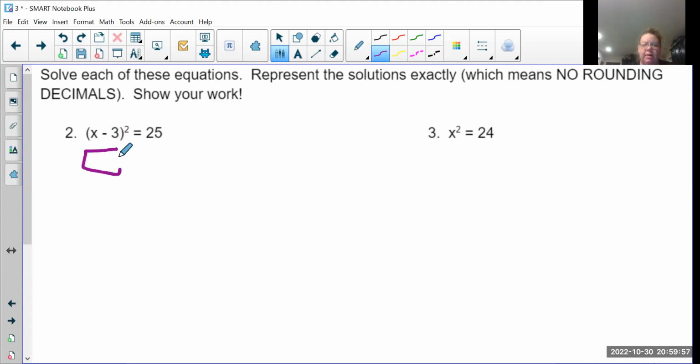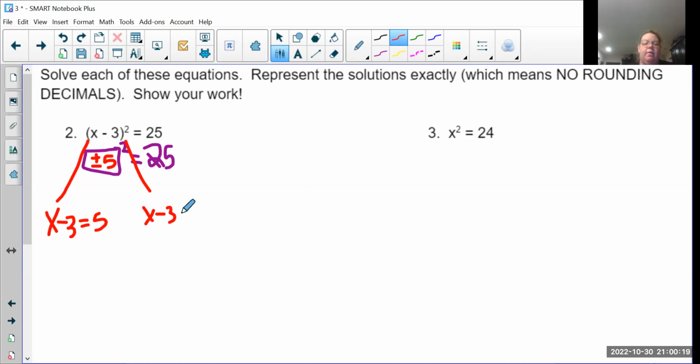So if we think about it, that means that we have this number that we're not really sure what it equals, but when we square it, it needs to equal 25. So that tells us that we should either have a positive 5 or a negative 5 in here, which means that x minus 3 has to equal either a positive 5 or x minus 3 has to equal negative 5. Once we set up our two equations, we just solve like we're back in algebra 1.